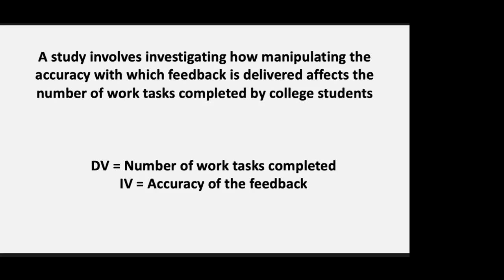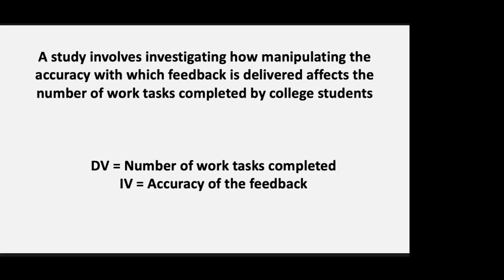And every single time they were wrong, we told them they were wrong. Okay, we gave them 100% accurate feedback. How many tasks would they be able to complete, right? So the independent variable is the accuracy of our feedback. The DV is measuring how many tasks they completed. But what if we change our IV? Because remember, the IV is what you manipulate, it's what you change.